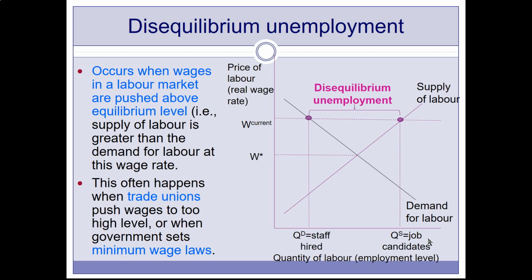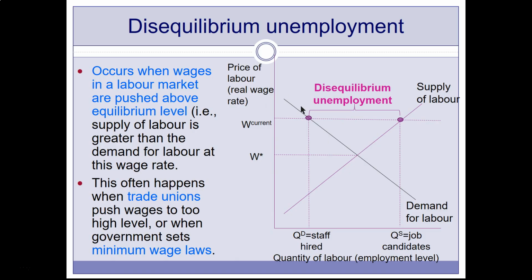We have quantity of labor, employment level, along the horizontal axis. As always, like in any other market, we have quantity along the horizontal axis. We have the price of our product along the vertical axis, the price of labor, which will be the real wage rate. We will have a downward sloping demand for labor. Why is it downward sloping?